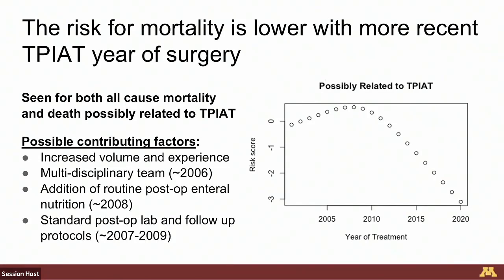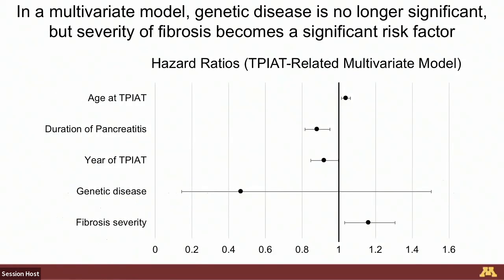You can see that the change occurs at around 2007 to 2009, and that's pretty directly associated with the time at which the TPIAT program was able to expand at the university, offering multi-discipline care and longer-term follow-up, as well as nutrition coverage. So we see these rates continue to improve over time.